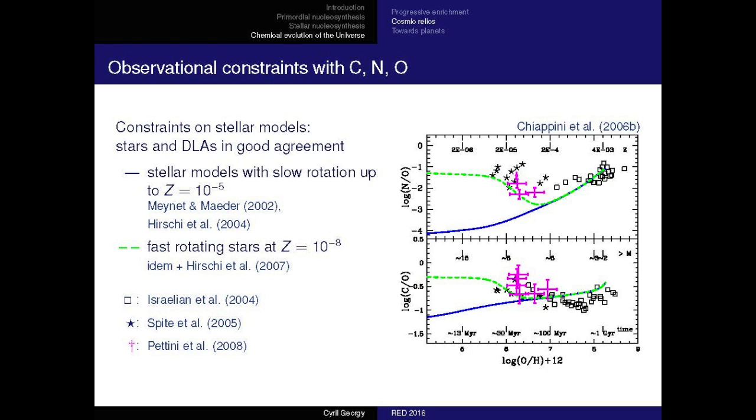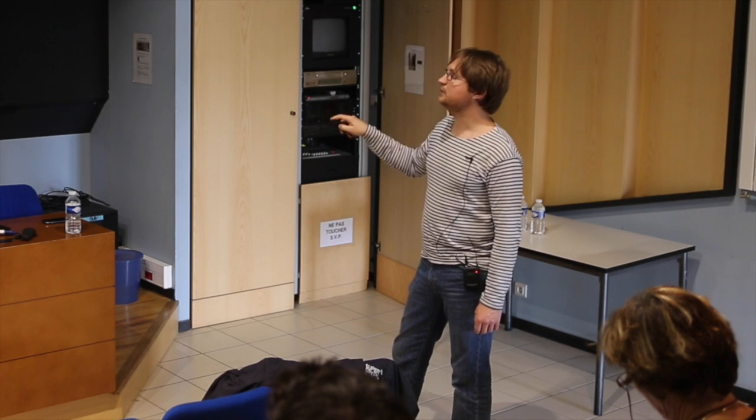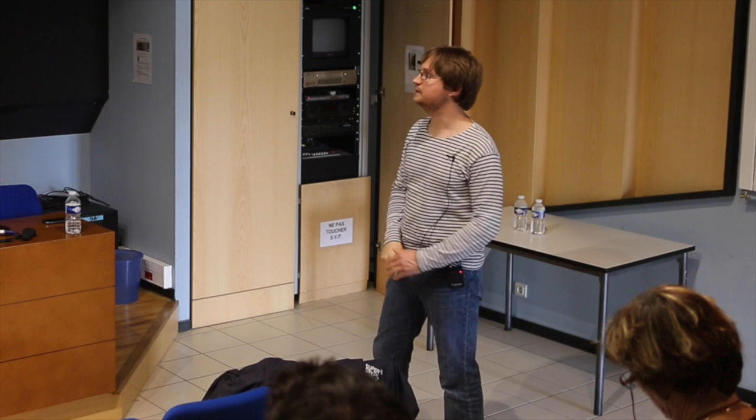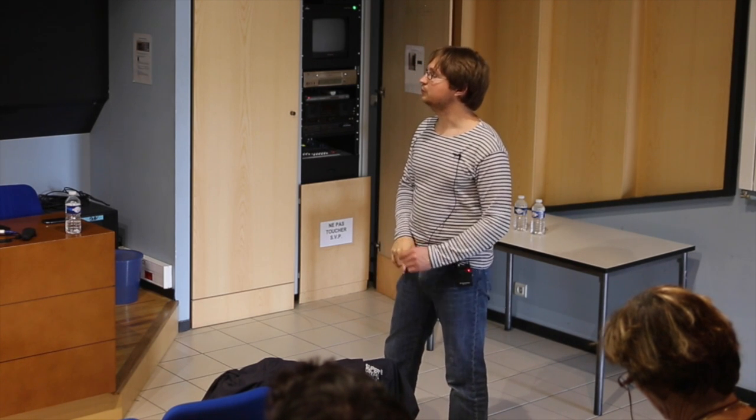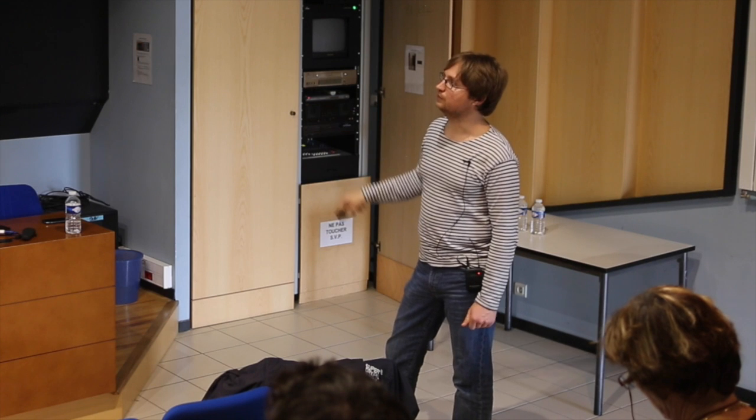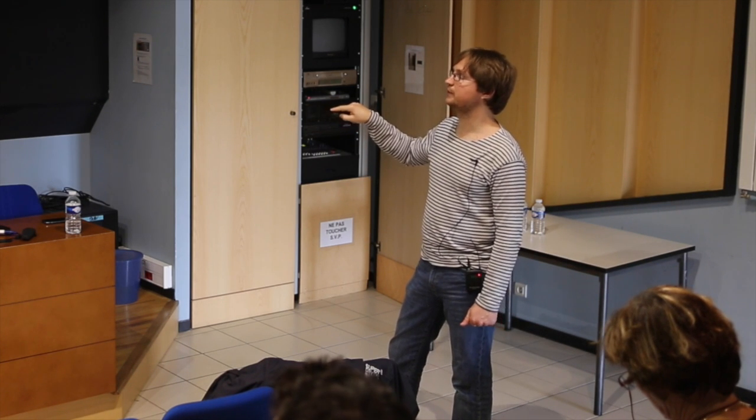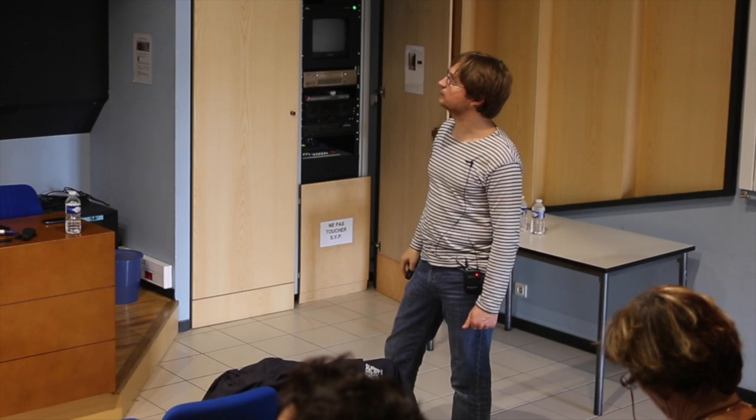We can also observe DLA systems, which are measurements of the chemical composition of the interstellar gas, instead of directly measuring it in stars. And you see that the agreement is also quite good with respect to what the models predict. So this kind of chemical evolution model for galaxies can also be used as a test for stellar physics. We are able to see that we need at least maybe a bit of fast rotation at very low metallicity to explain the trends we are observing.